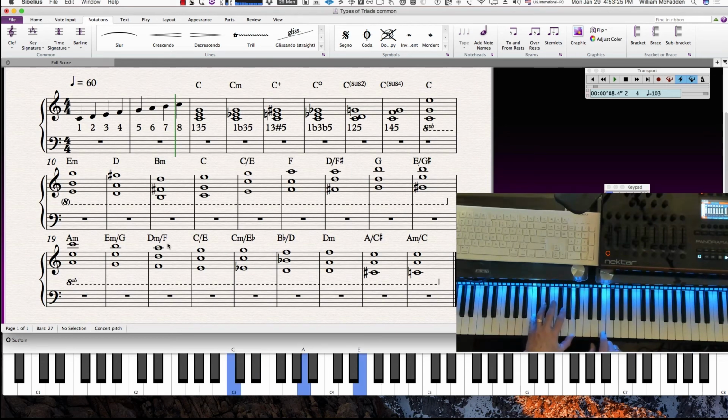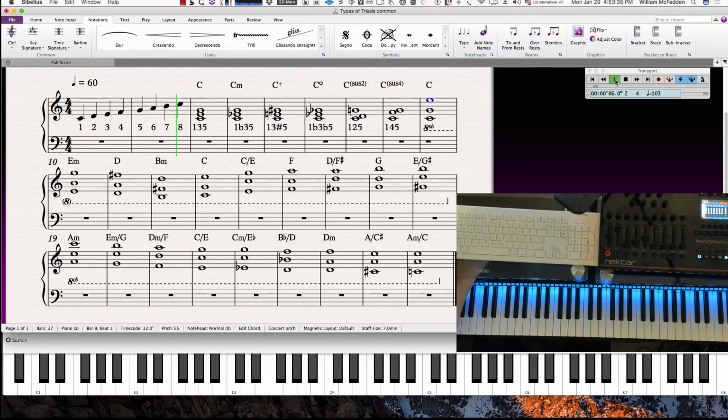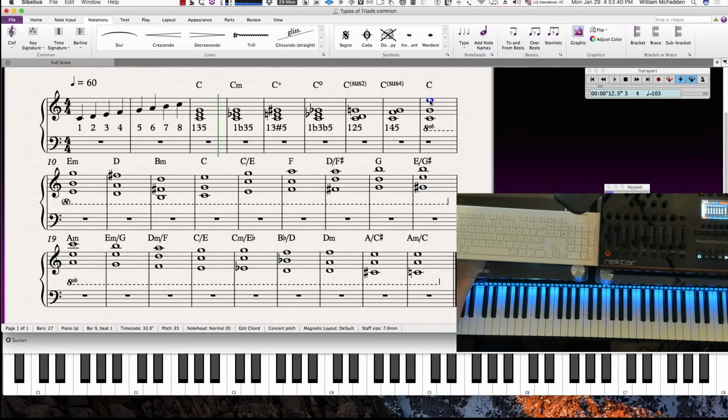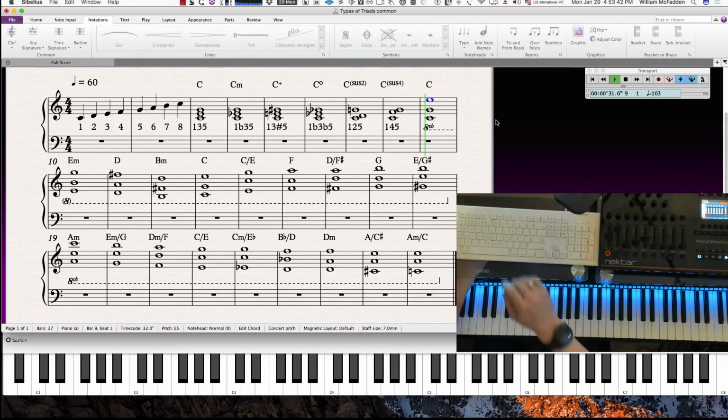So what I've done is just done the stretch triads with either the root position or the first inversion, and this is what it sounds like. Actually, let's start from here. Here we go.